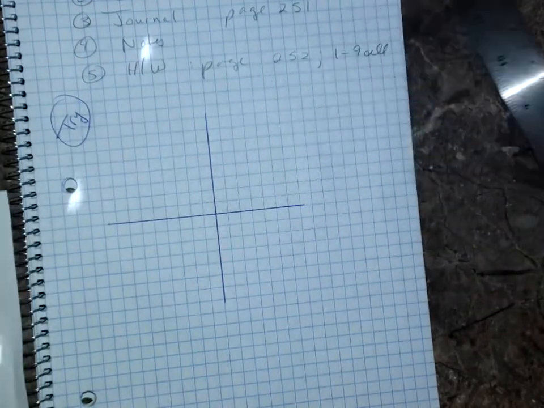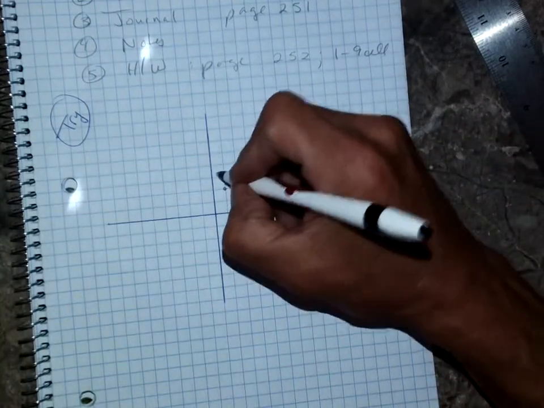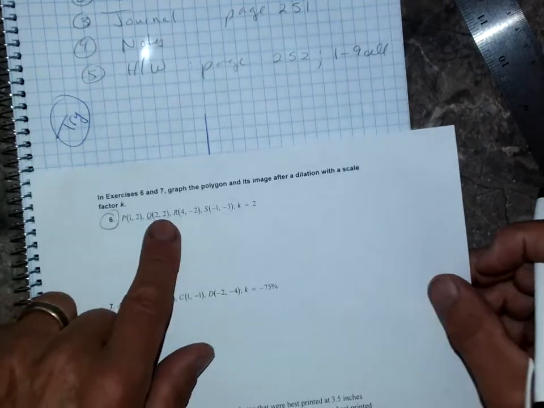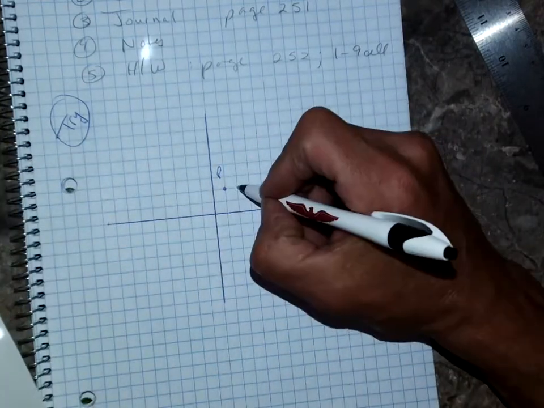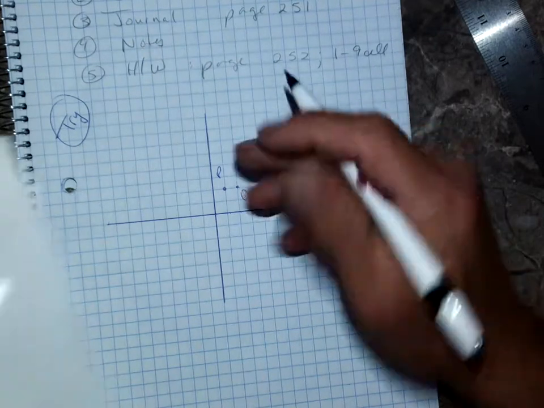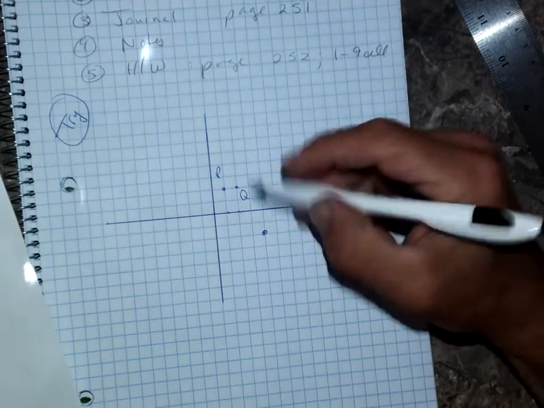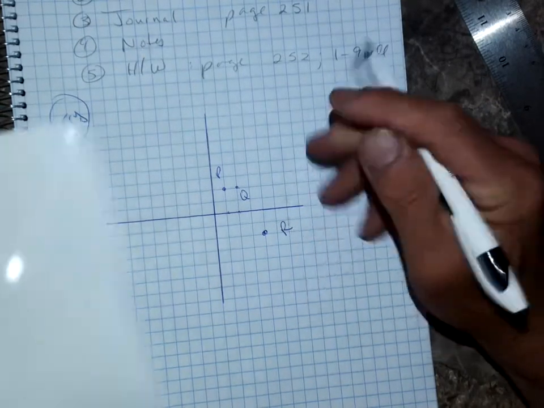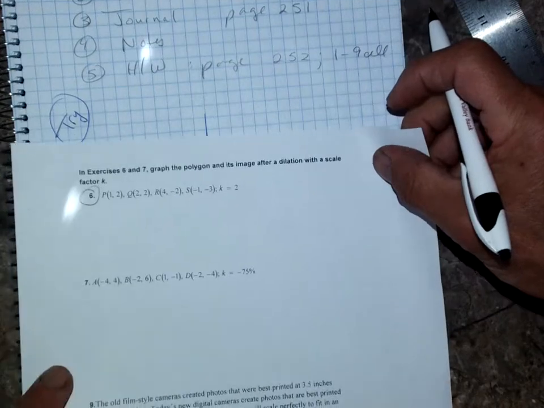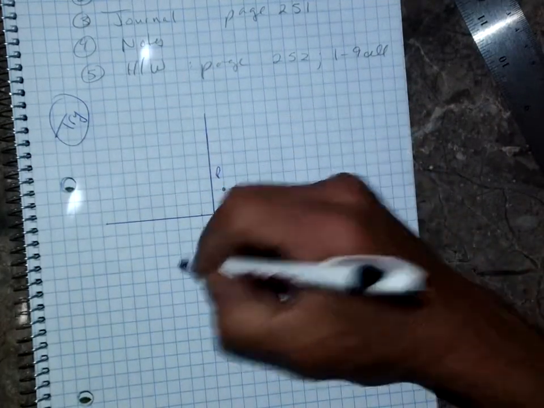Okay, so P, here's what I've got. P is at 1, 2. So 1, 2, there's P. Q is at 2, 2. There's Q. R is at 4, negative 2. 1, 2, 3, 4, negative 2 is R. And then S is at negative 1, negative 3. There's S. Okay, let me draw in my figure.